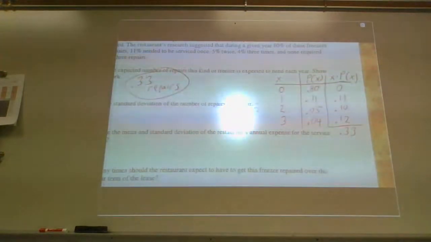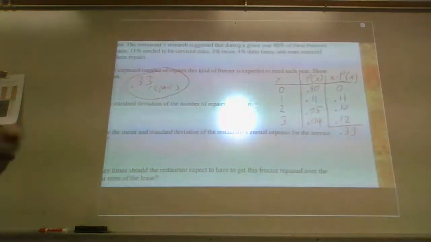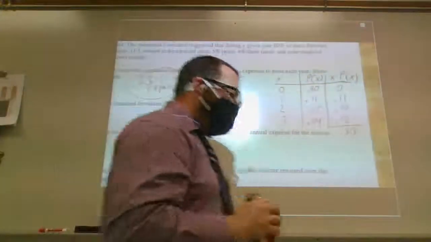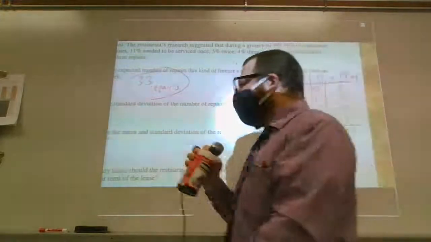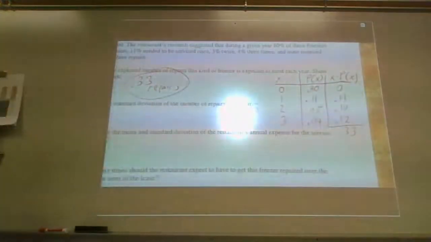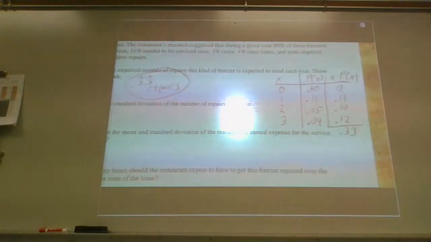Now, obviously, 0.33 is not a whole number. You can't do a third of a repair, but the idea is that on average, if you had many different independent situations of people owning that type of freezer, and you average together the number of repairs they have per year, it should be 0.33, according to these percentages. Obviously, that doesn't account for conditions and how people treat their freezers. Dead bodies and things of that nature.